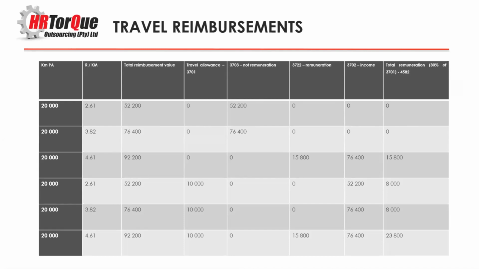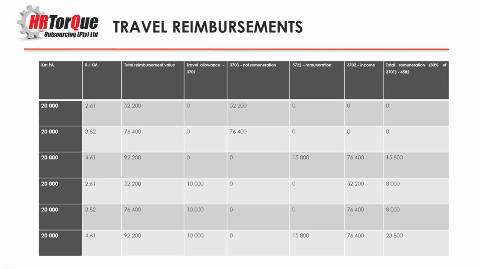In a couple of the scenarios, the employee gets reimbursed in addition to receiving a fixed travel allowance. So I'm going to shoot through the scenarios very quickly. In the first scenario, you've got a reimbursement rate of R2.61. The first thing to note is whether it is higher or lower than the SARS rate. It's lower, so the employee can be reimbursed tax-free. 20,000 times R2.61 gives you 52,200, coded to code 3703. It's tax-free in the month, and it's tax-free on assessment. Your employee has got no problems.